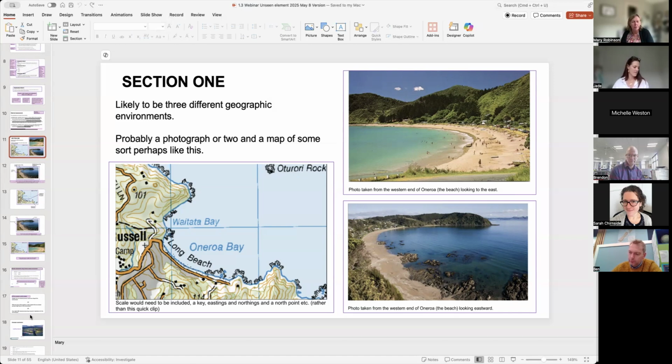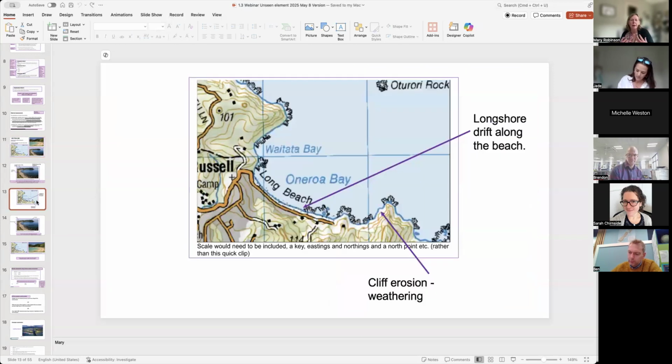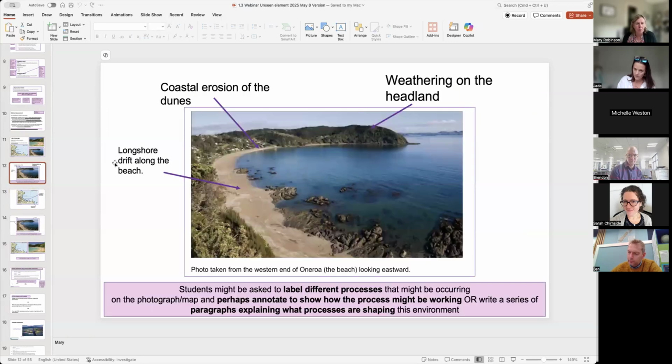So the students might get a topographic map. Obviously, unlike my example, they'd have a scale and eastings and northings and a north point, you know, all the things. And then I've put here a couple of photographs. And students will be asked to do something with this data. So they might be asked to show, for example, oh, I've skipped a page, hold on.